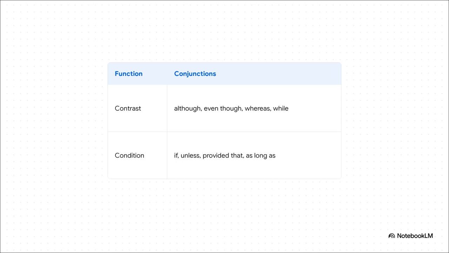Next up, we have our tools for contrast and condition. Contrast tools like although, even though, and whereas are just fantastic for introducing unexpected or completely opposite ideas. On the flip side, condition tools like if, unless, and provided that set strict structural requirements. Basically, they tell us that one action simply cannot happen unless a very specific condition is met first.